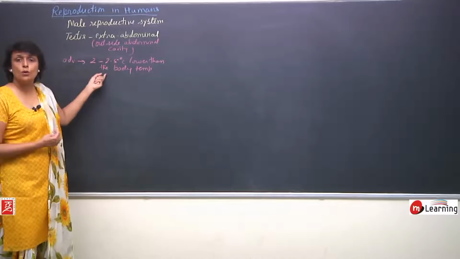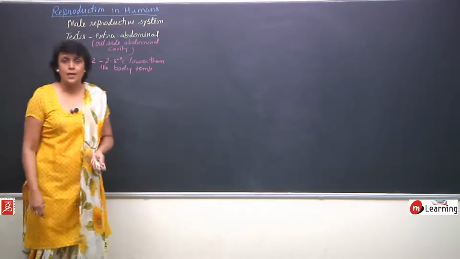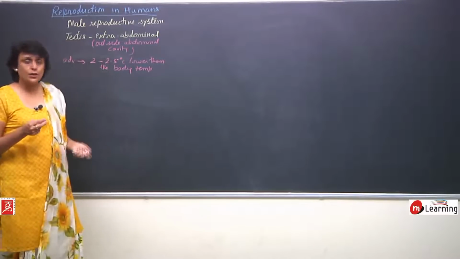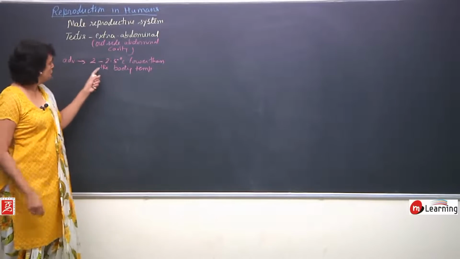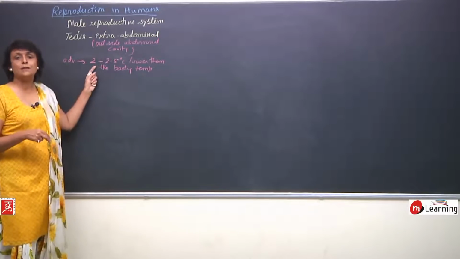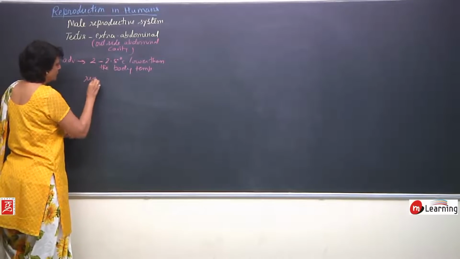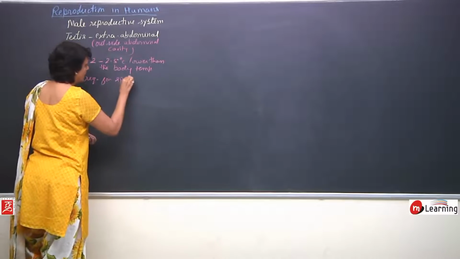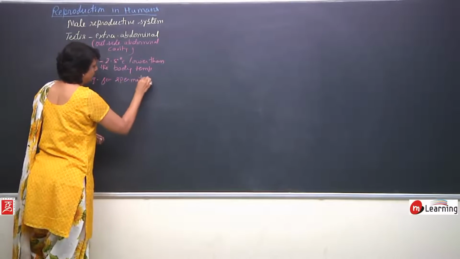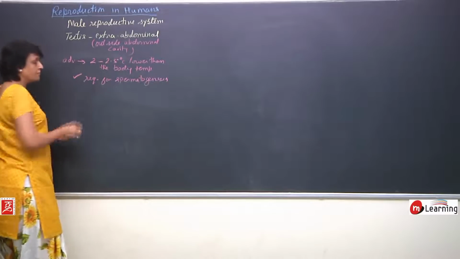Now, how does this lower temperature help? It helps in spermatogenesis. At body temperature, the cells which actually produce sperms get damaged. So, this slightly lower temperature is required for spermatogenesis, very important.